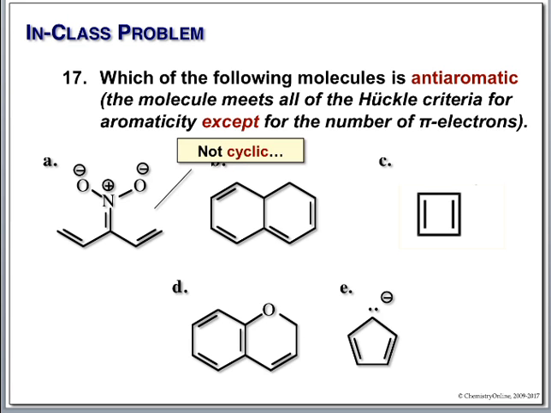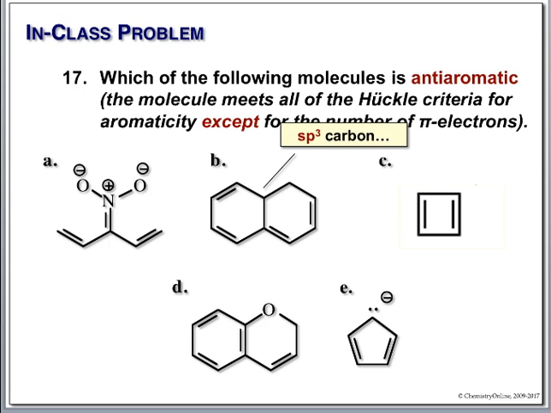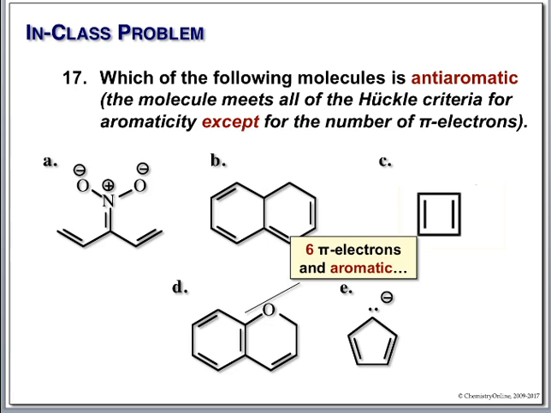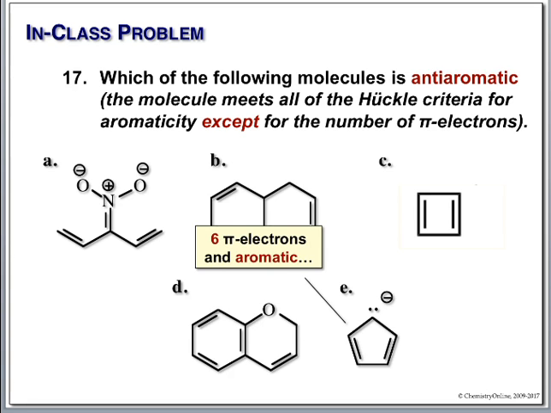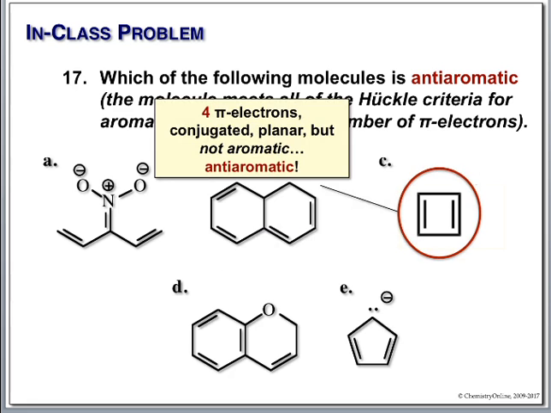So again, this is not cyclic, just like last time. We can forget that. This has our sp cubed carbons. We can forget this guy. This has our aromatic ring. This is a Huckel number of electrons in a ring. That's aromatic. This is the cyclopentadienyl anion with 2, 4, 6 pi electrons. It is aromatic. And the one that doesn't work, of course, is cyclobutadiene that only has 4 pi electrons.